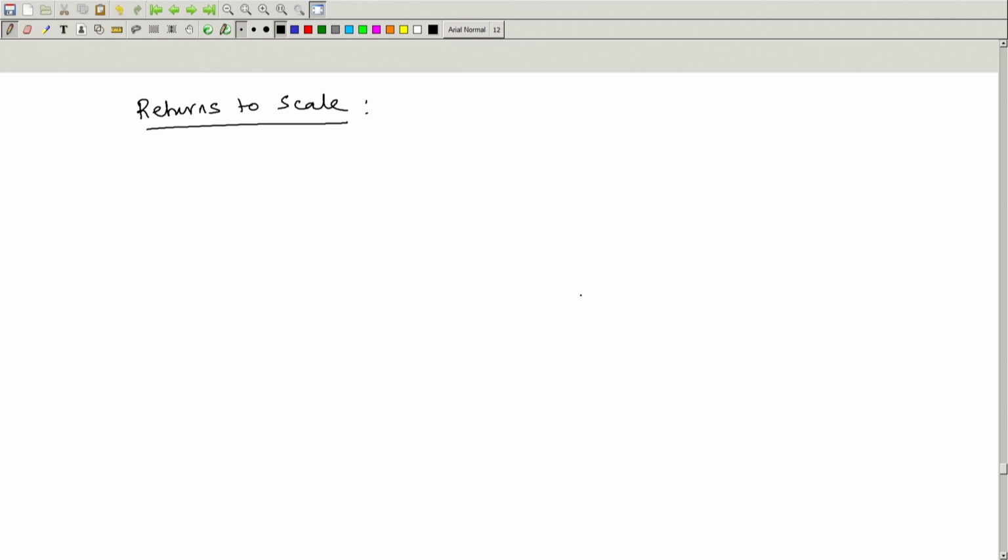So what we will do today is introduce two very interesting ideas. One is returns to scale, and the second is we will define formally what we mean by opportunity cost. So we will get to them one by one.